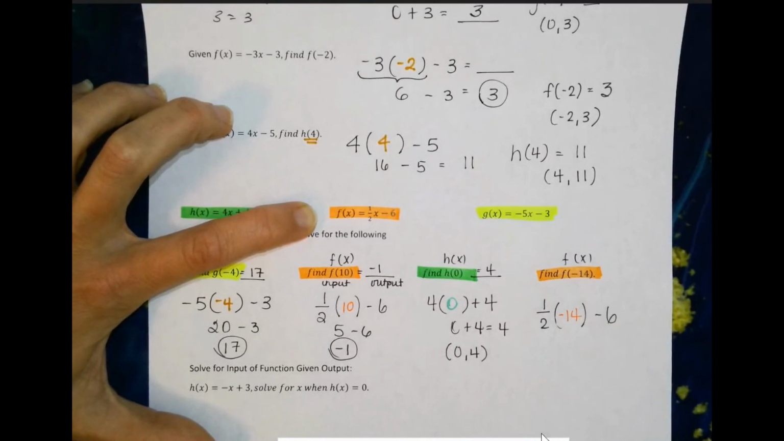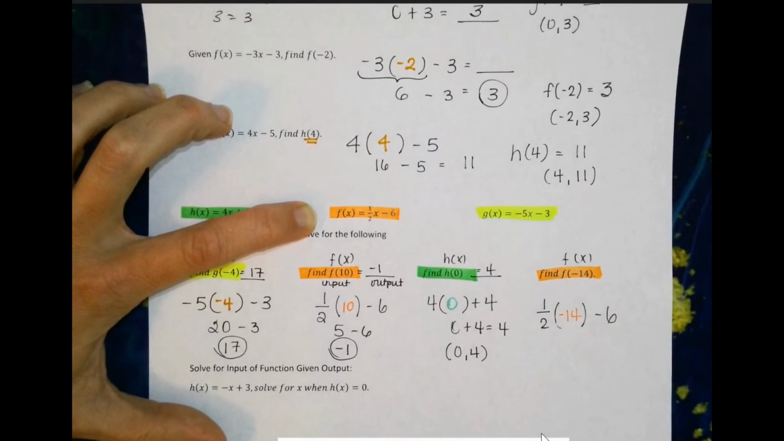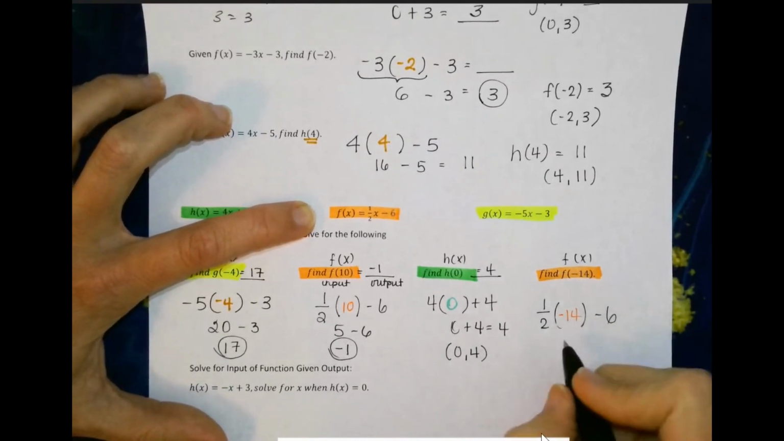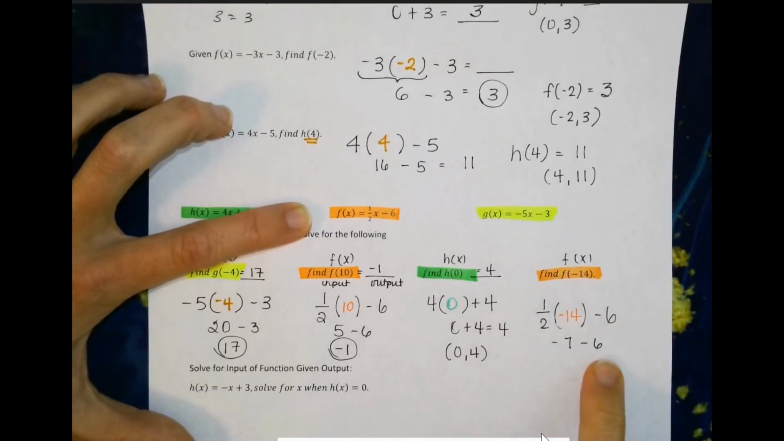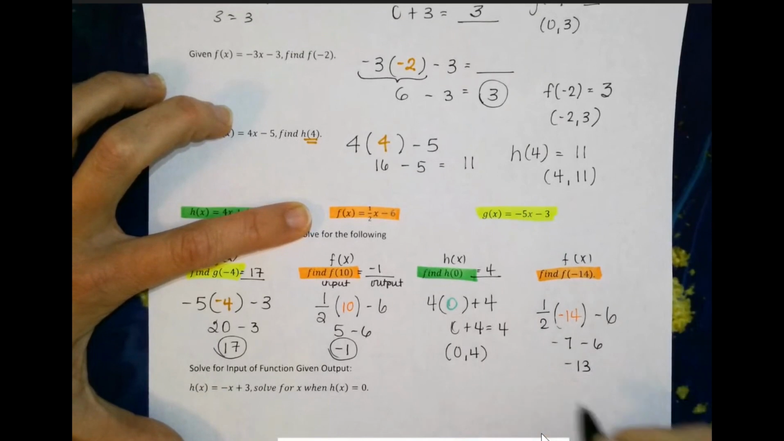Good. That's good. Just still make sure I'm perfectly happy with the process part. When it gets all hairy and funky, it gets a little weird with the mental math sometimes. So we have negative 7 because that's half of 14. Negative 6. Negative 13. So when x is negative 14, y is going to be negative 13.